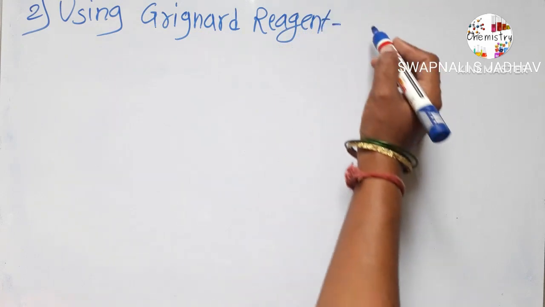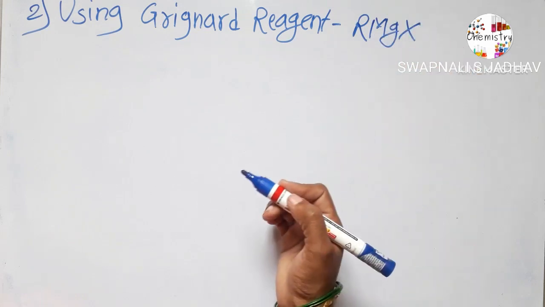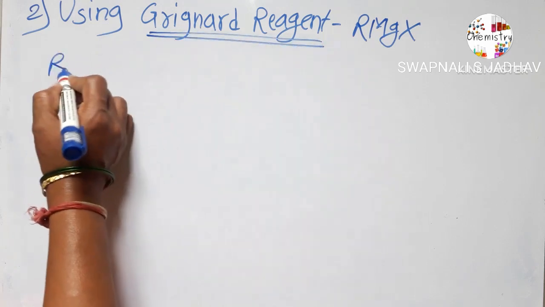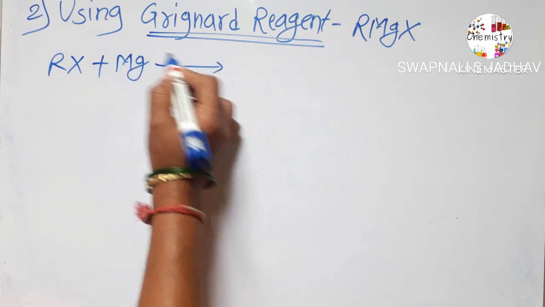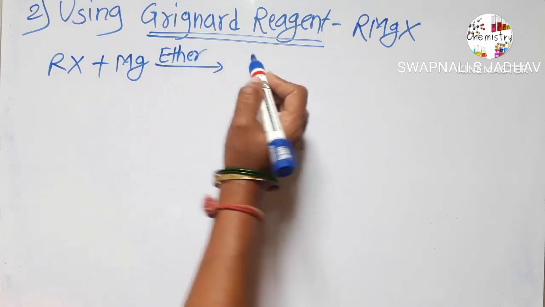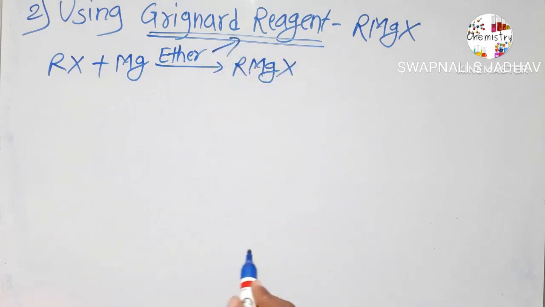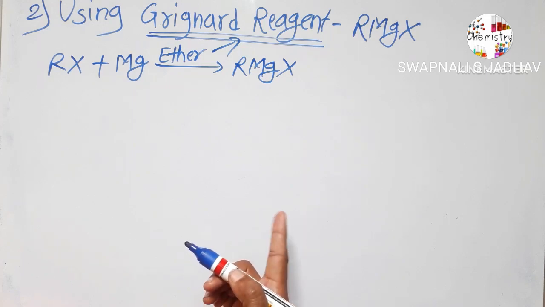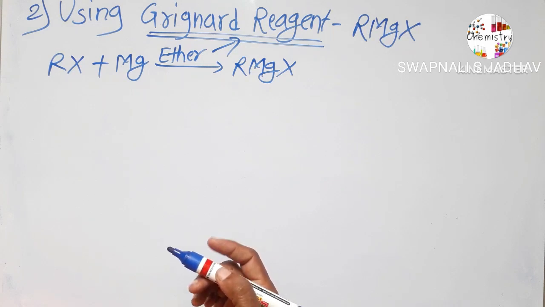So the general formula of Grignard reagent is RMgX. How is it formed? Grignard reagent is formed when alkyl halide is reacted with magnesium in presence of ether, giving RMgX, that is Grignard reagent. By using this Grignard reagent, we can prepare the alkyl mixture of RAlCl2, R2AlCl and R3Al.